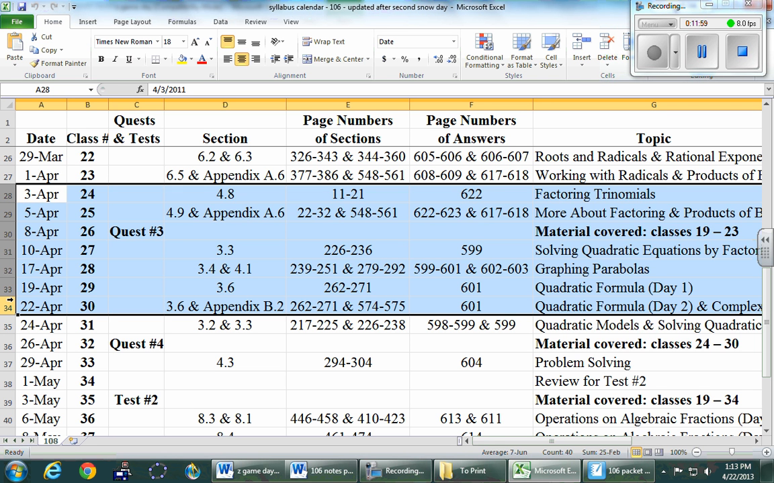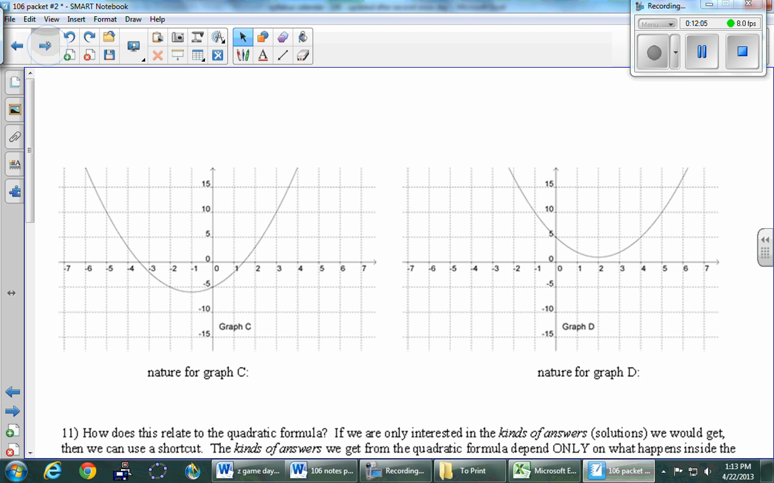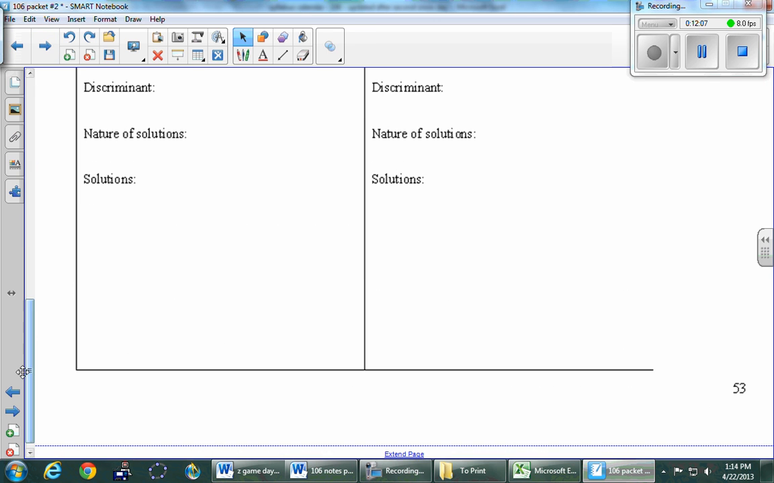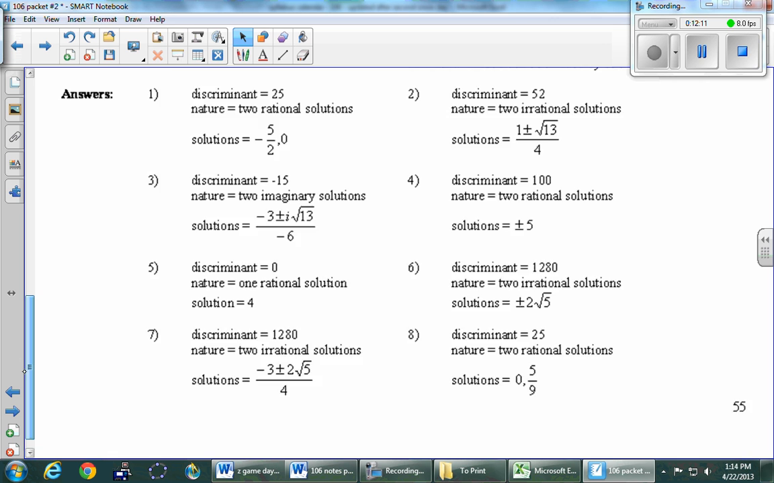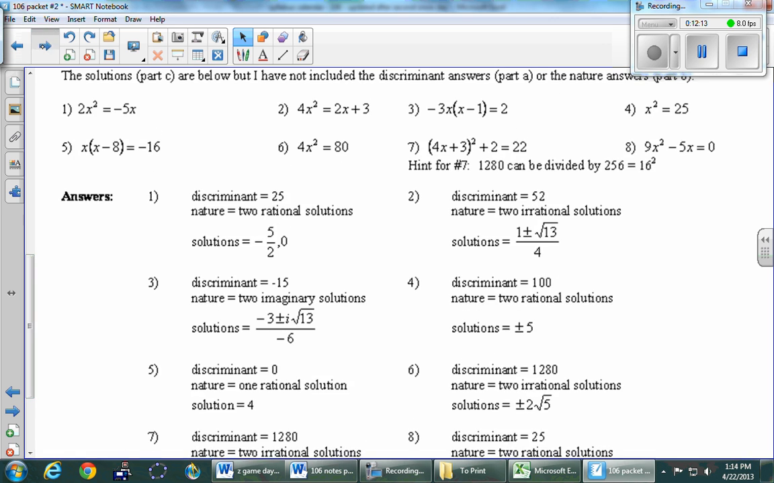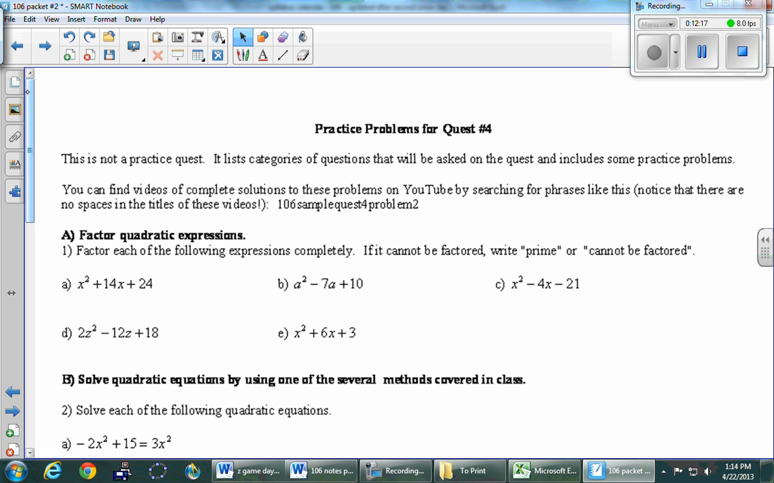Evan: I haven't gotten a chance to look at the packet yet. Does it have practice? It does. The practice problems appear right after today's material. We can just zip right there. Right here, page 56, you will find the standard practice problems. You will also find videos on YouTube if you search. You're welcome.